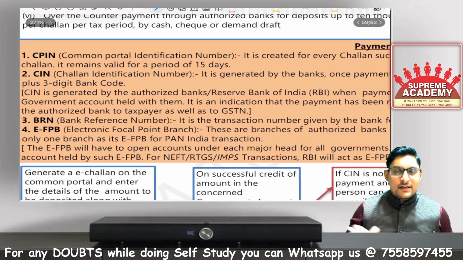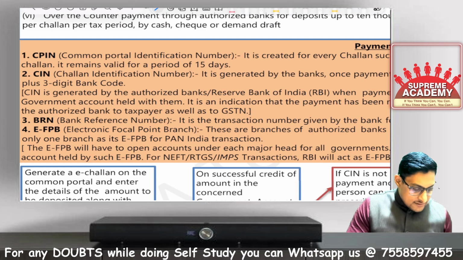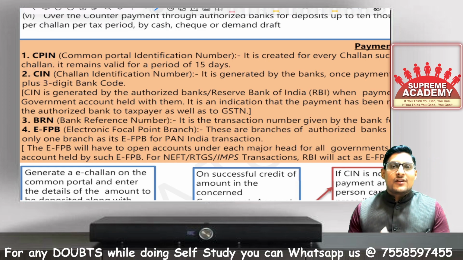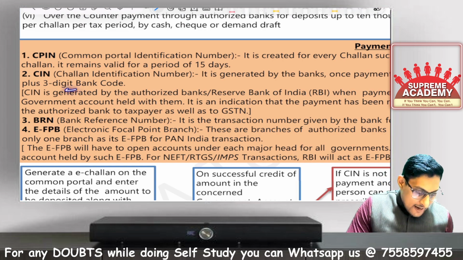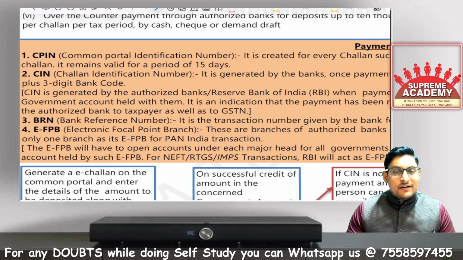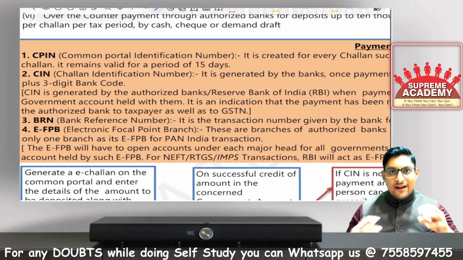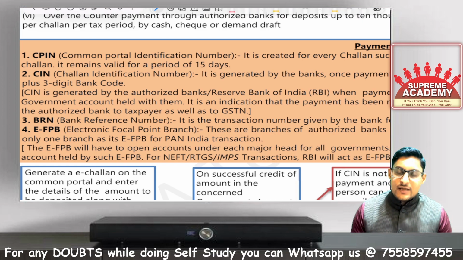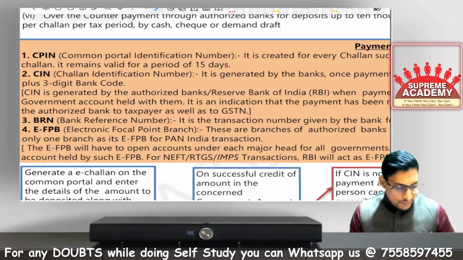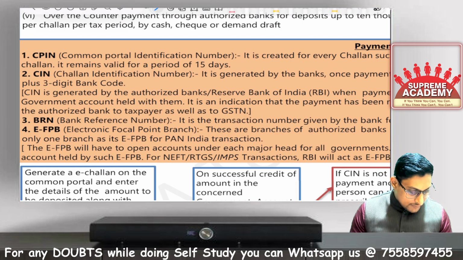When you go to the bank and deposit the amount, or deposit it through any online mode into the cash ledger, a CIN, that is Challan Identification Number, is generated. It is of 17 digits, out of which 14 digits are of the CPIN and the extra 3 digits are of the bank code. After that comes the BRN, the Bank Reference Number, the reference number of the bank which makes the payment to the government account, from your account to the government account in the cash ledger. So the bank reference number tells which bank, which branch, or which point of the bank has made the payment.